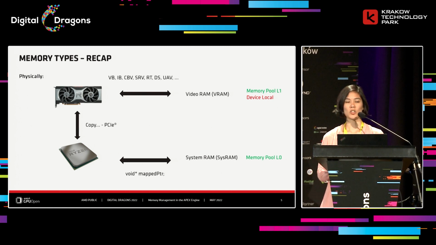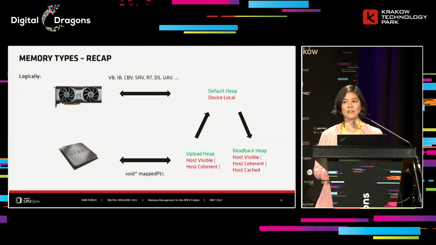Now, if you look at it from a logical perspective, what you deal with as a graphics programmer, we don't usually talk about video or system memory, we talk about heaps. So there's a default heap, upload heap, and readback heap in DirectX 12. And the default heap is located in video memory, and the other two heaps are in system memory. And then you have the same concept in Vulkan, where the device local bit indicates, okay, this is video memory. So for the rest of the talk, I am interested in resources that are supposed to end up in video memory.